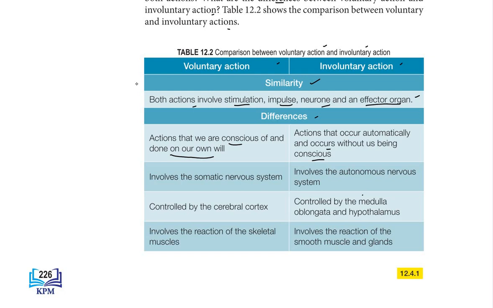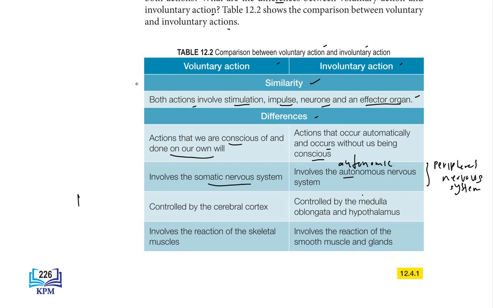Number 2, voluntary action involves the somatic nervous system, whereas involuntary action involves the autonomous nervous system, also known as the autonomic nervous system. These are related to the peripheral nervous system. So we write peripheral nervous system, then somatic and autonomic. The somatic nervous system controls the voluntary action, whereas the autonomic nervous system controls the involuntary action.